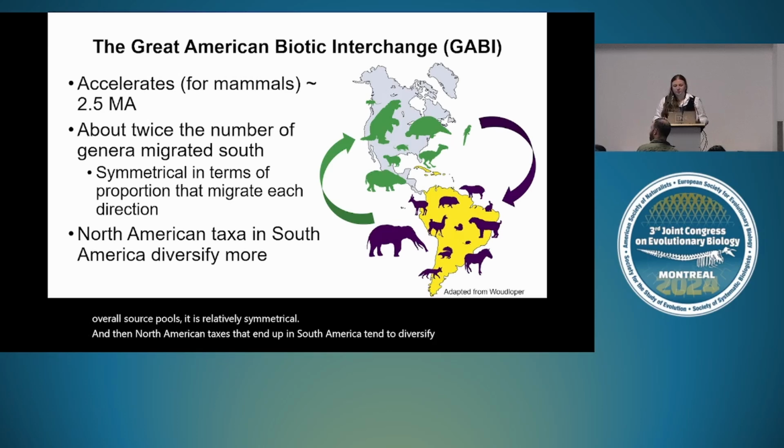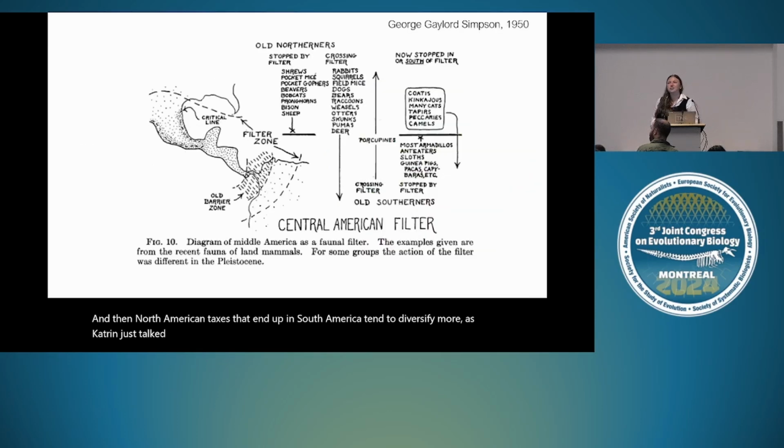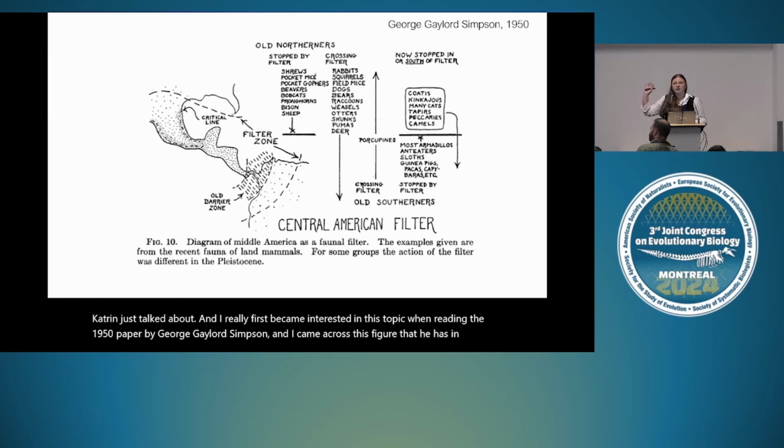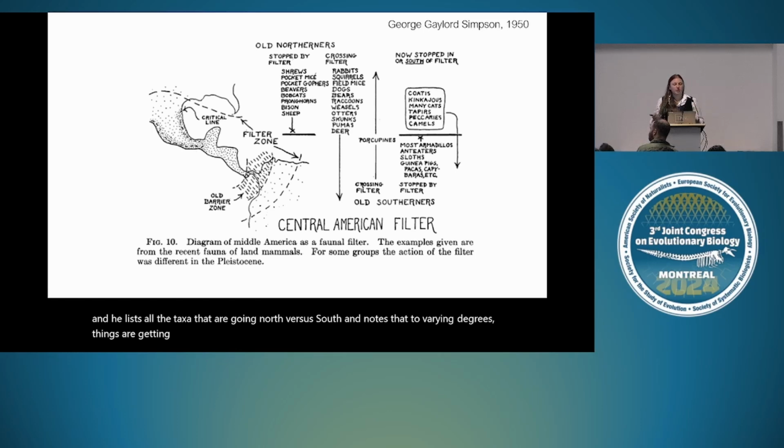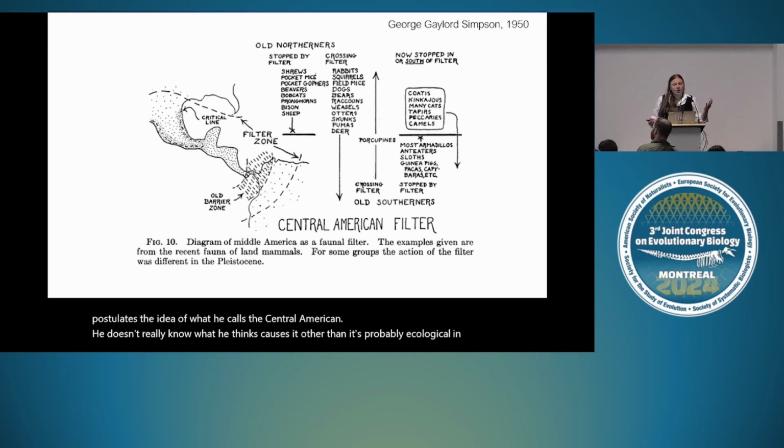I first became interested in this topic when reading the 1950 paper by George Gaylord Simpson, and I came across this figure that he has in there. He lists all the taxa that are going north versus south, and notes that to varying degrees, things are getting stopped when they're trying to go to the opposite continent. And he postulates the idea of what he calls the Central American filter. He doesn't really note what he thinks causes it, other than it's probably ecological in nature.